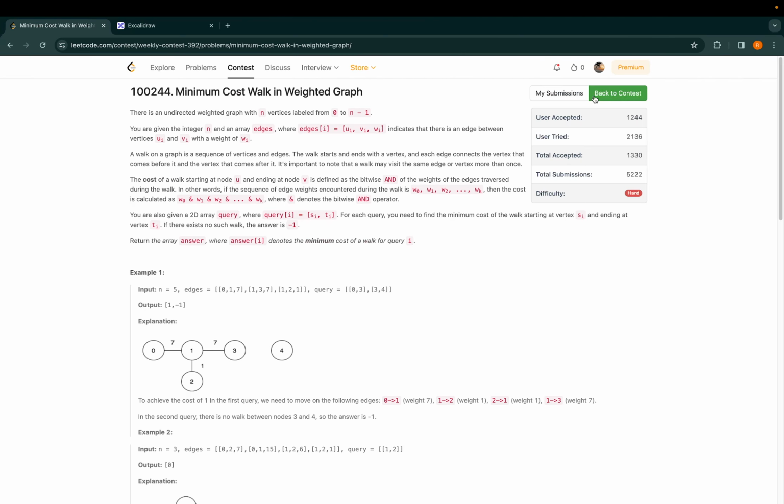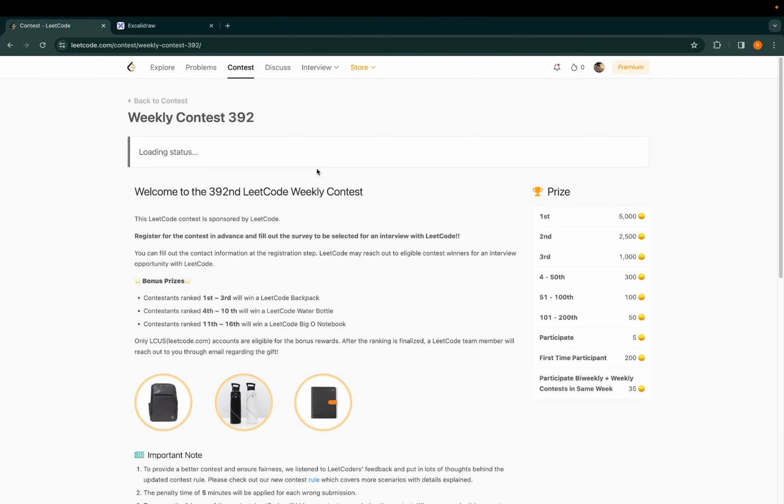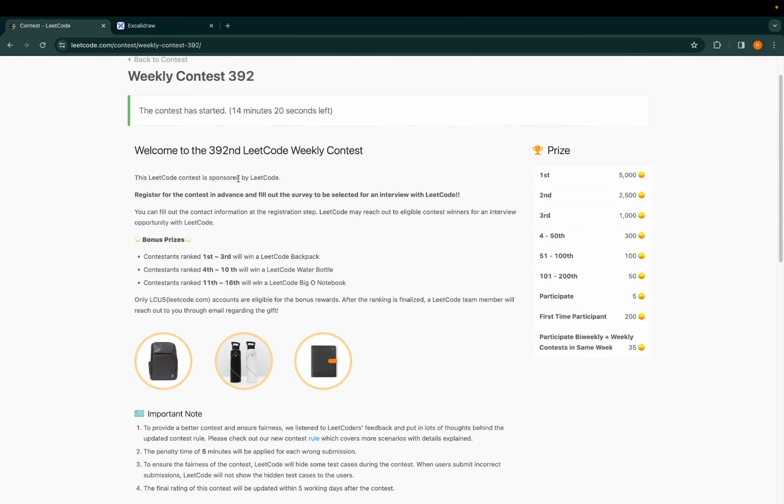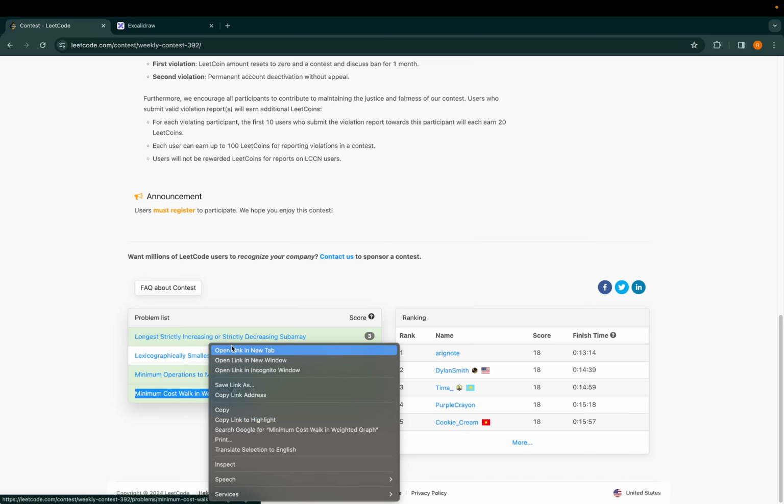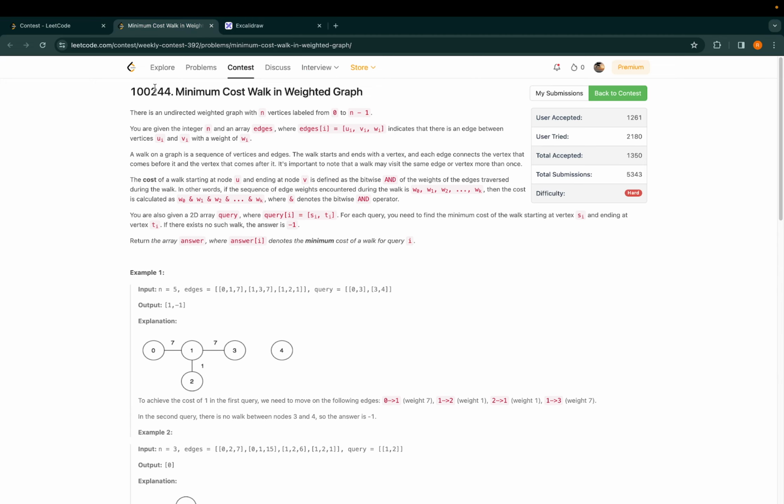Hey guys, today we are going to solve the fourth problem in the ongoing Leetcode contest. There's still 14 minutes left, so I decided to start recording the cast. So, solve the fourth problem. Let's understand the problem first.